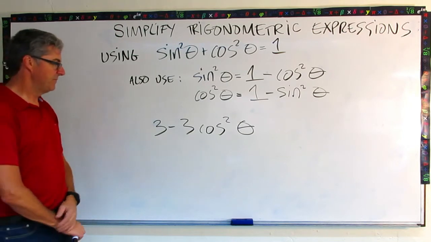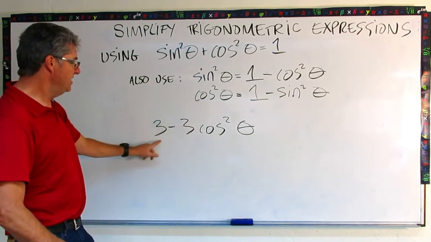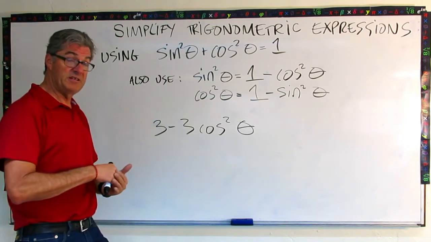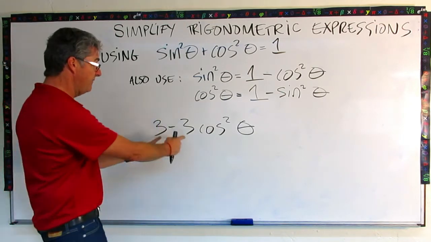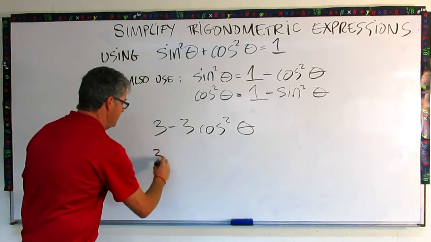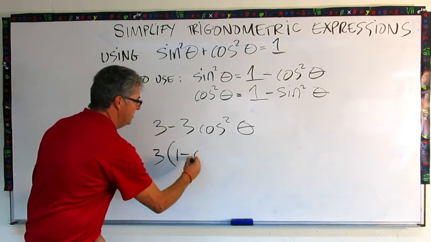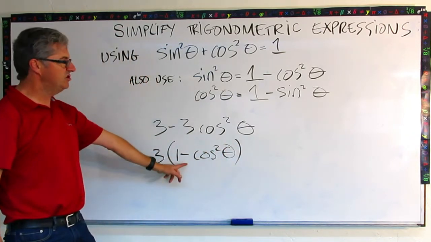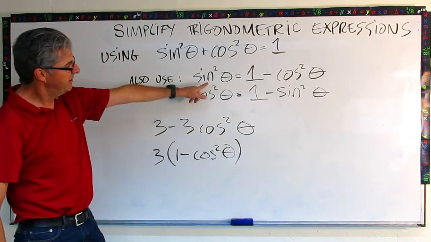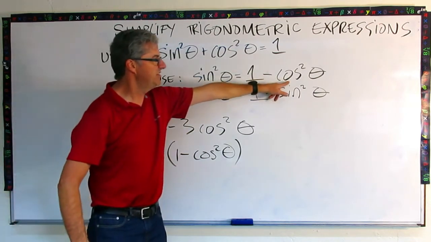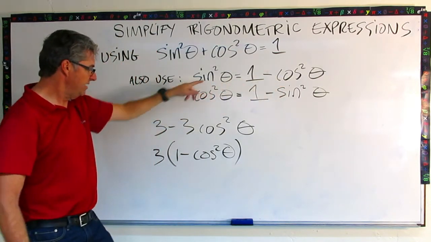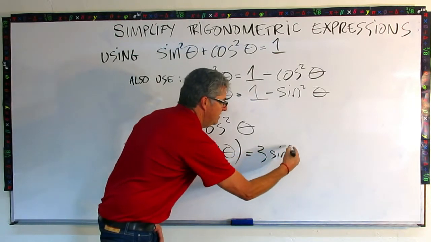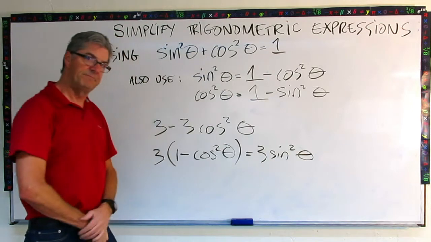Okay, let's take a look. Noticing I have a 3 in 2 terms. This is just a 3 by itself, but that's 3 times 1, which is going to allow me to factor the 3 out. So I have 3 times 1 minus cosine squared theta. And this should be triggering a notice for that. 1 minus cosine squared theta is sine squared theta. So this becomes 3 sine squared theta.